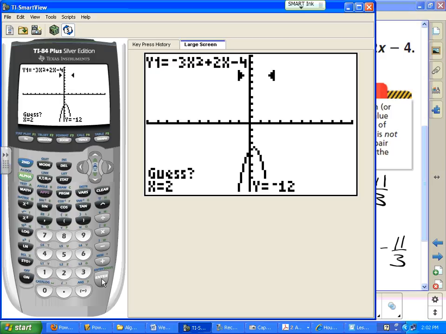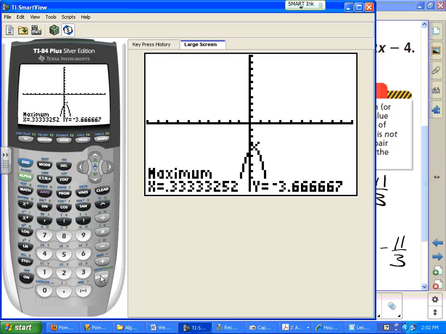Okay. So this shows me the boundary here, and now when I hit enter, then it takes me to that maximum value, which is at, what is this number here? 0.33333 is 1/3, which was our x value we found, right? And -3 2/3 is -11/3. Okay, so we actually found it.